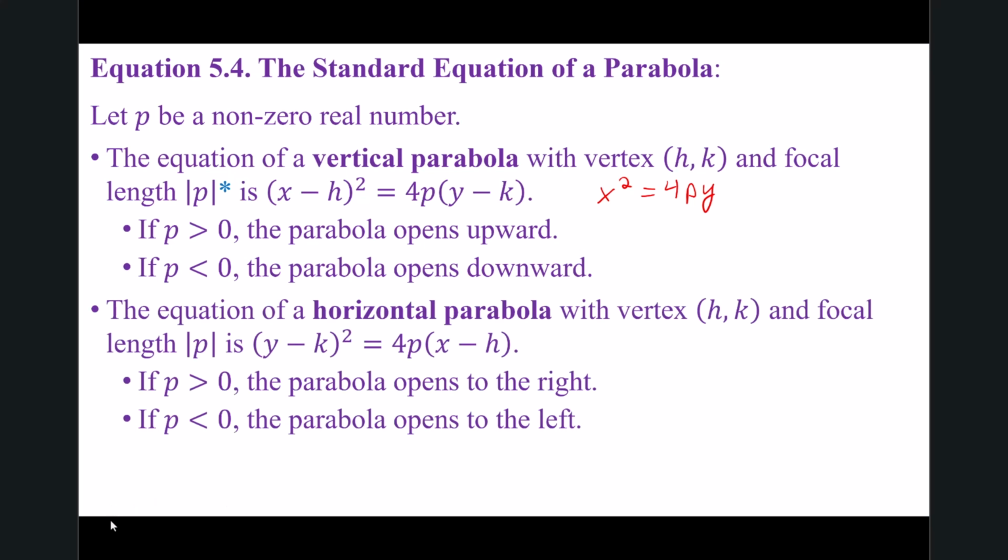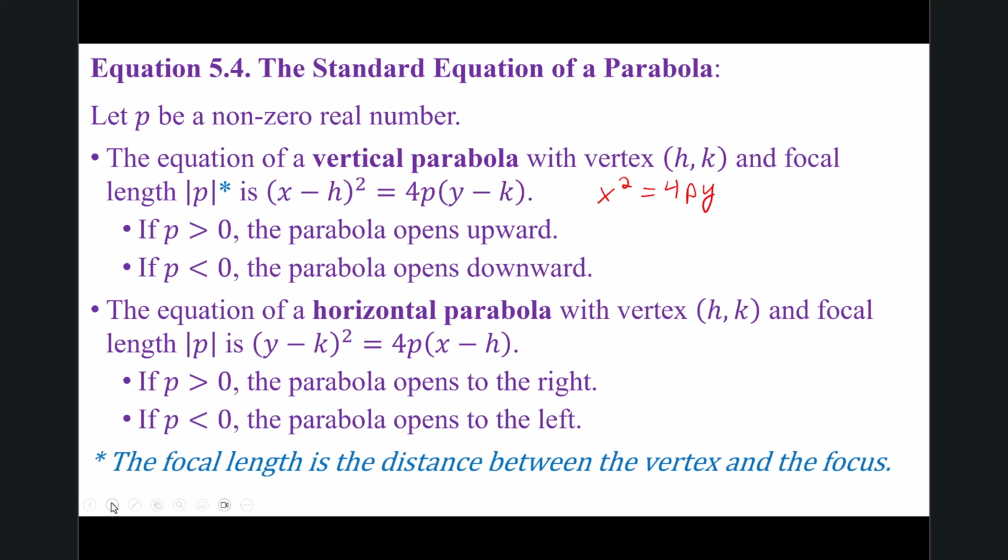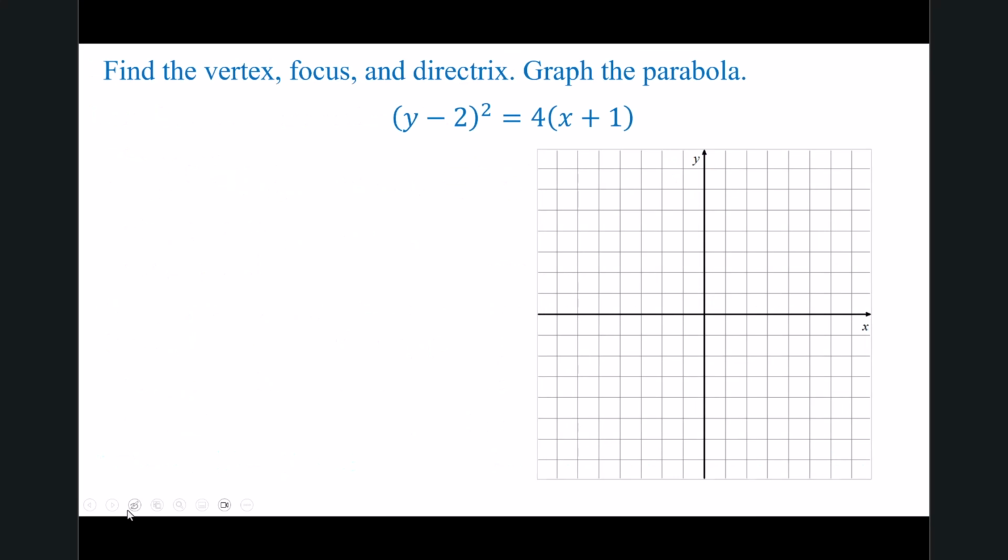The horizontal parabola is really similar, but now we have (y minus k) squared equals 4p times (x minus h), and if p is positive, the parabola opens to the right. If p is negative, the parabola opens to the left. The focal length, remember, is the distance between the vertex and the focus, or the distance between the vertex and the directrix. Those are the same distance, but we usually think about it as the distance between the vertex and the focus.